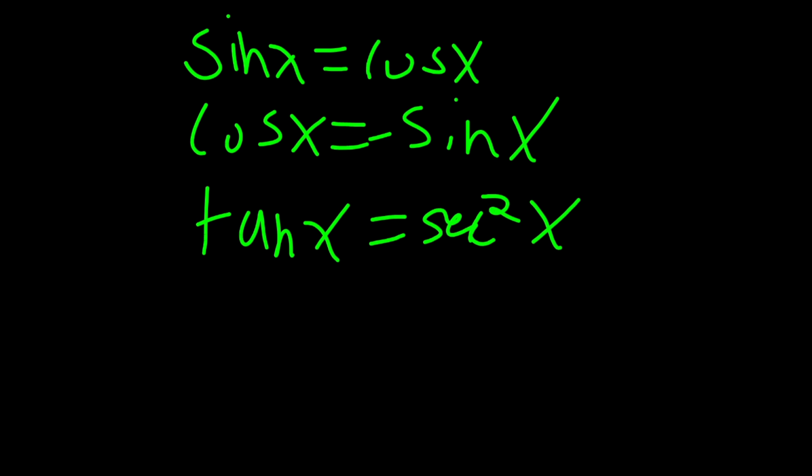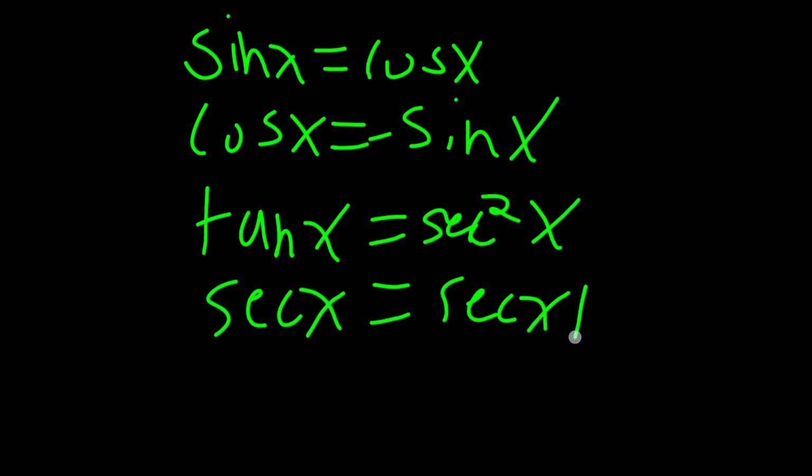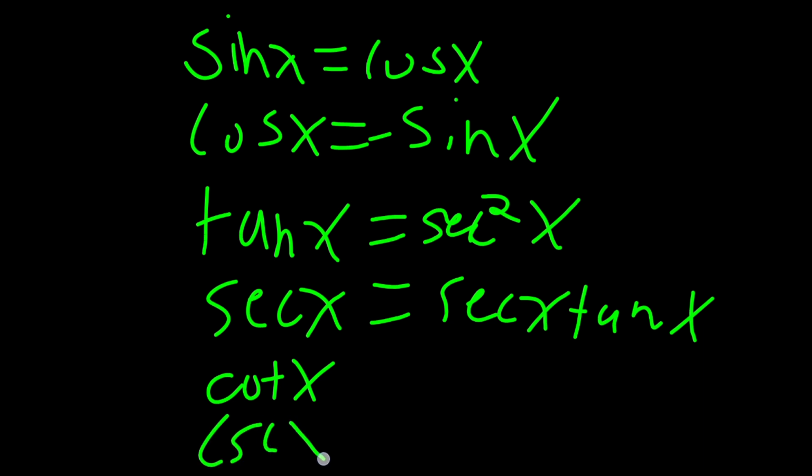Secant squared x. So the derivative of tan x is going to be secant squared x. And then what's the derivative of secant x? It's going to be secant x tan x. And then you're going to have cotangent x and CSC x.